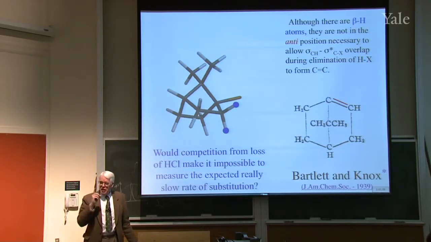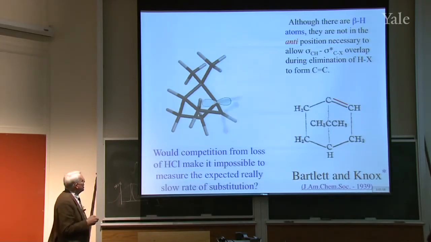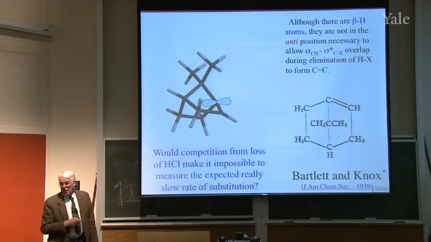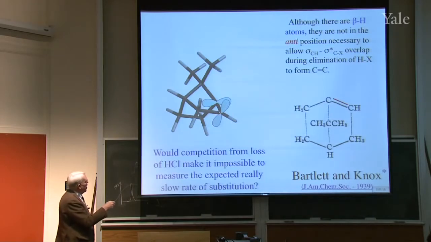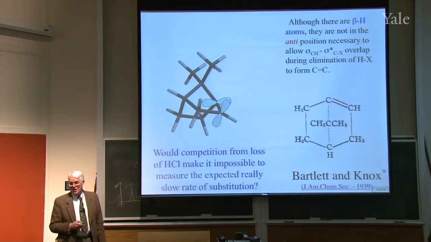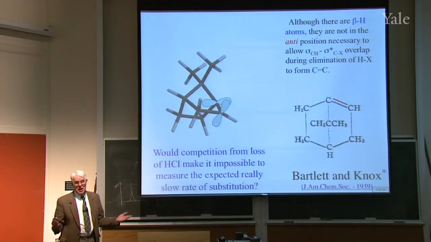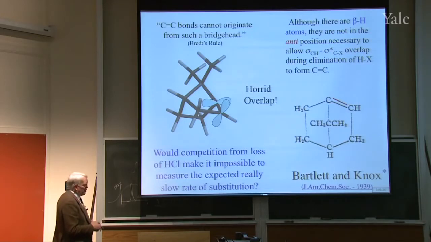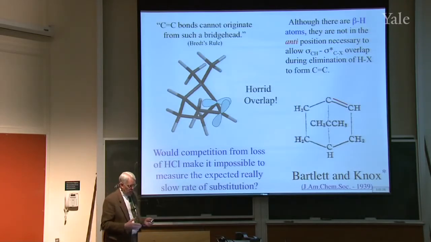Now think about that double bond, right? Here is the p orbital on the carbon that used to have the chlorine in it, right? But here's the p orbital on the carbon that now has only one hydrogen. What's wrong? They don't overlap, right? There's horrid overlap. So in fact, there's a rule called Bredt's rule that the carbon-carbon double bond cannot originate from such a bridgehead.